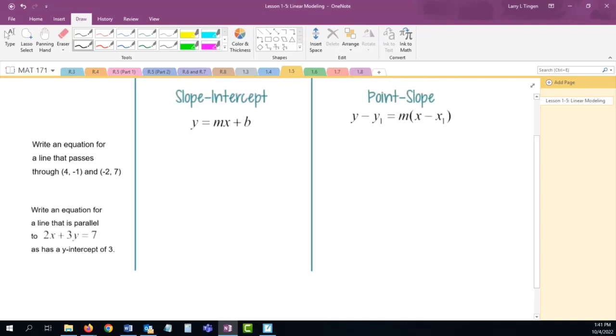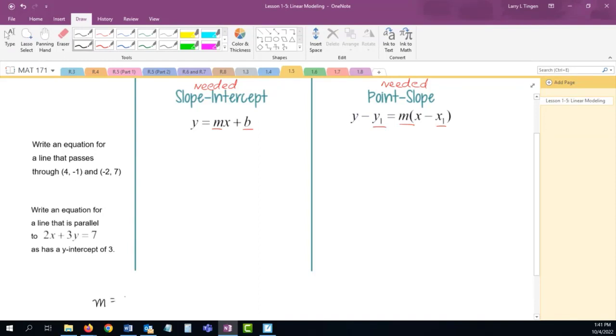So in order to write the slope-intercept, I need 2 things to be given to me. I need the slope and I need the intercept. That's where it gets its name. To get point-slope, all I need is a point and the slope. Well, right now all I have is 2 points. So I can't use point-slope and I can't use slope-intercept here. If you're going to use the point-slope, those are the things that you're going to fill in, the point x1, y1, and the slope. So I need to find the slope of this line to get started.